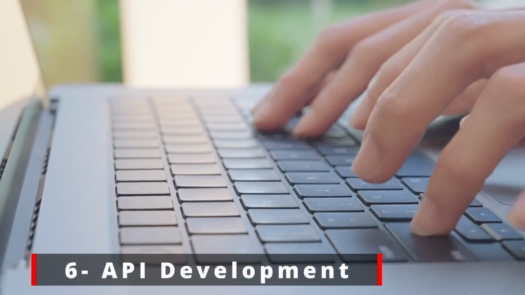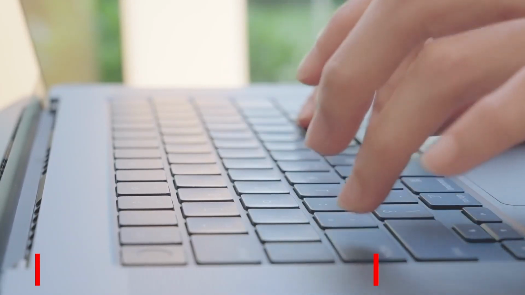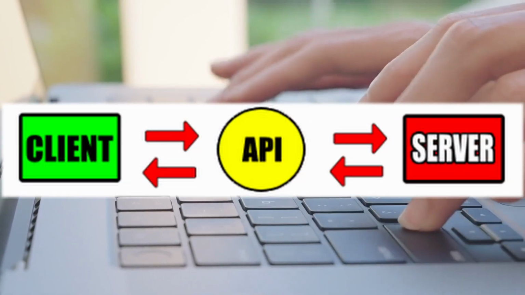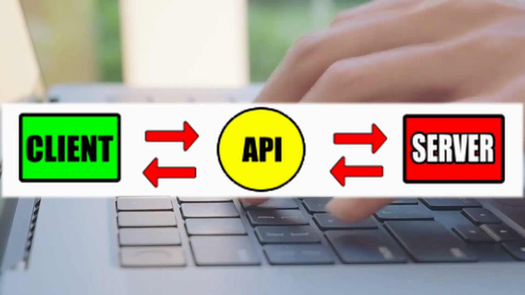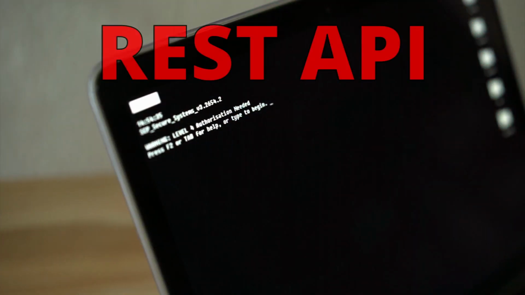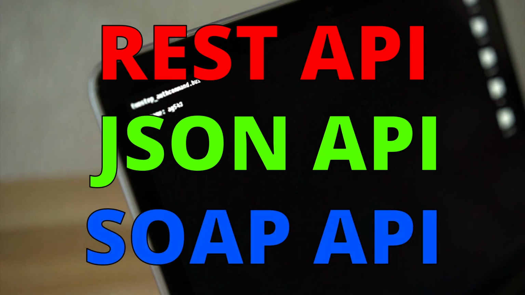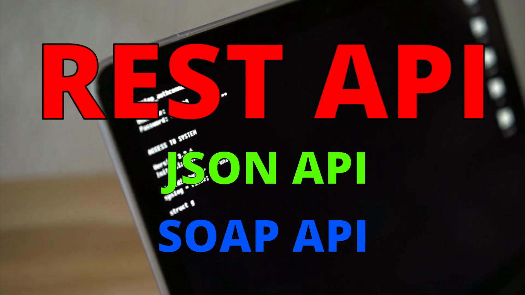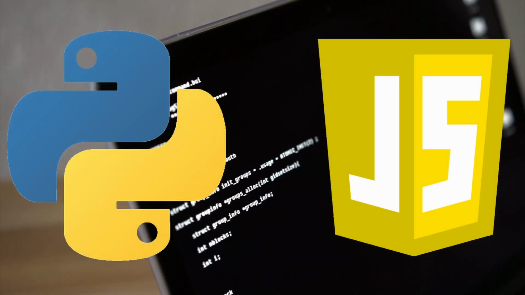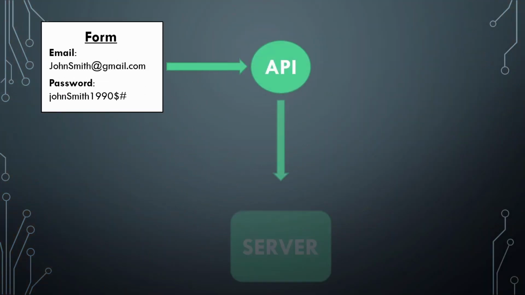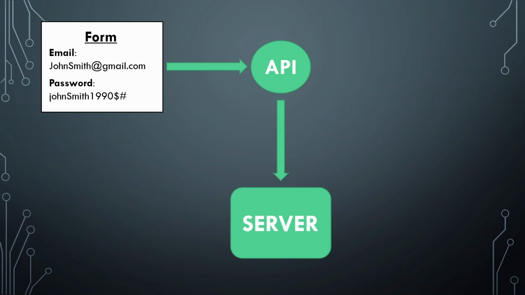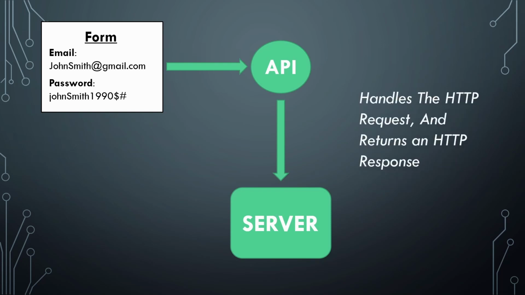API development. API or Application Programming Interface is a software application that acts as an intermediary that allows two applications to talk to each other. APIs like REST API, JSON API, and SOAP API are examples of APIs. REST API is generally preferred over the others because it uses less bandwidth, can be built with programming languages like Python and JavaScript, and it is scalable and flexible. If a client submits a form, the API is responsible for sending this data to the server, so it basically handles the HTTP request and processes it before it sends it to the server.